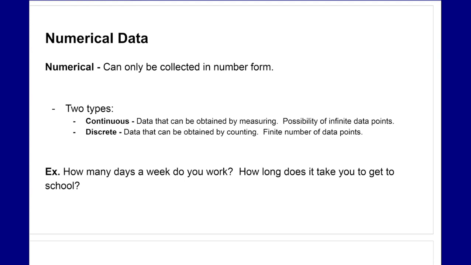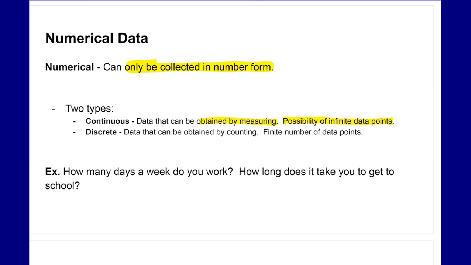The opposite of categorical data is numerical data. This is data that can only be collected in number form. We're actually collecting numbers and specific values. There are two types we could look at, and we've talked about these before. The first is continuous, which is data that can be obtained by measuring. There's a possibility for infinite data points; when you're measuring something, depending on how accurate your measurement tool is, there is an infinite number of data points that you could have.